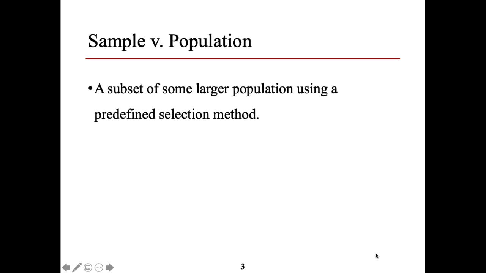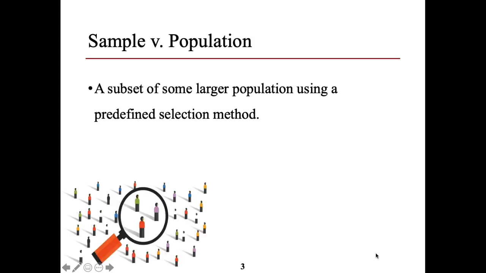So, understanding the distinction between a sample and a population is extremely important for our work as researchers because we will more often than not be interested in a sample where our insights can be generalized to the much larger population. So a sample is a subset of some larger population using a predefined selection method. And we're going to be talking about the selection method in part 2 of our two-part series on Chapter 12. So this picture here is a great visual representation of how a sample compares to the much larger population from where the sample is drawn.